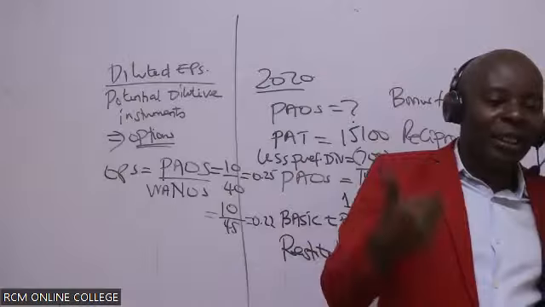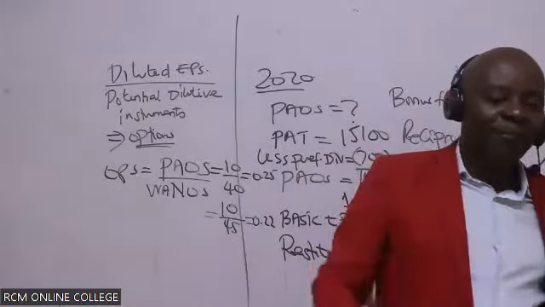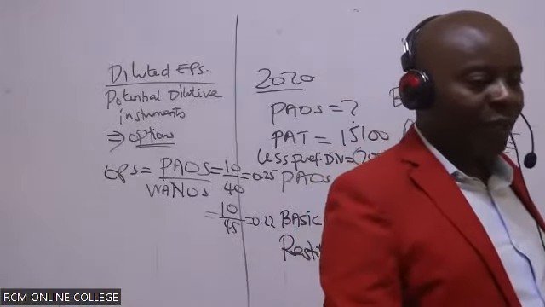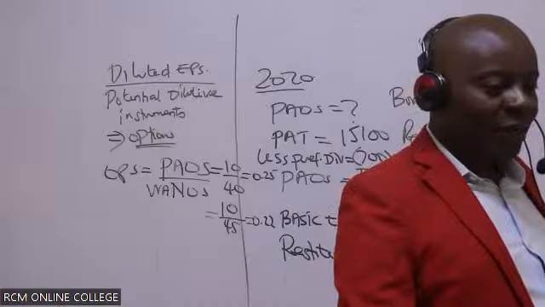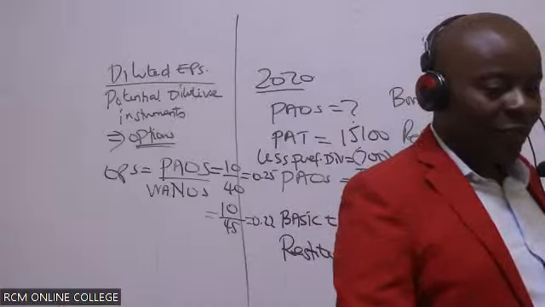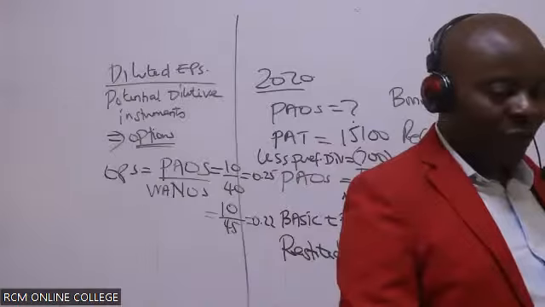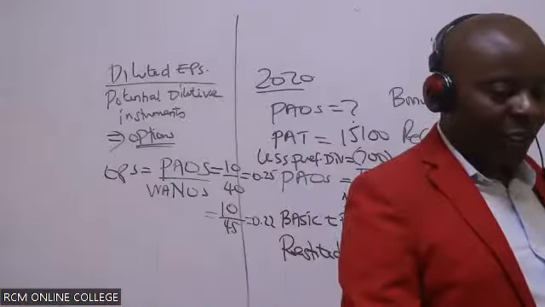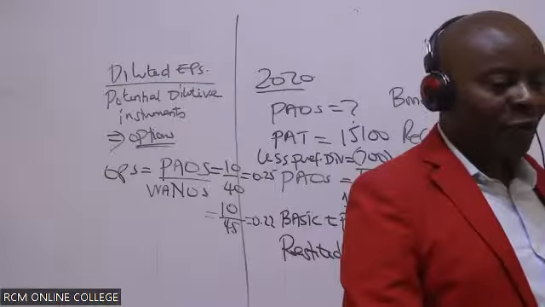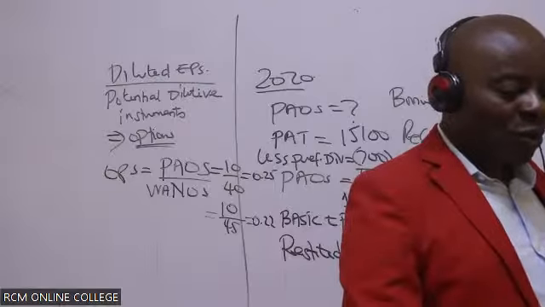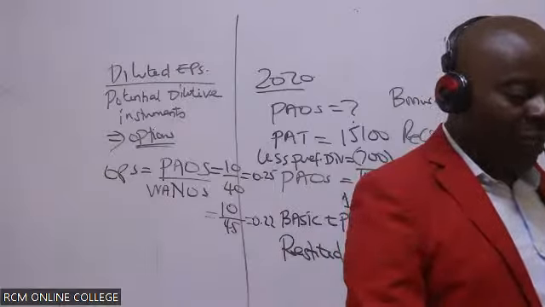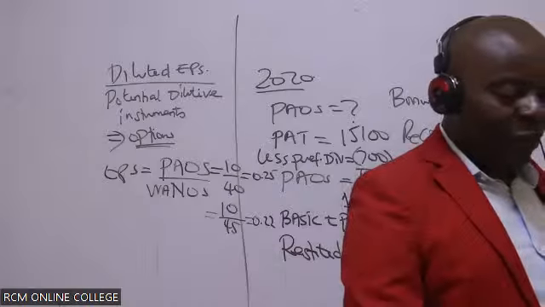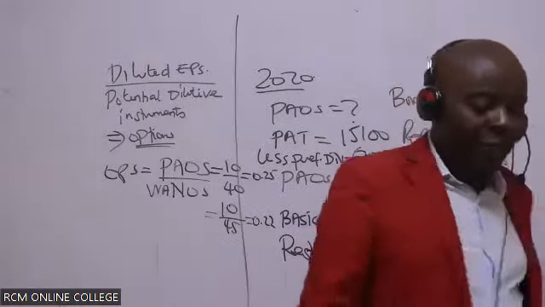So in this case, what is the discount per share? Discount per share, 0.5, isn't it? 0.5, you're right. So in this case, can you kindly go ahead and give me the bonus number of shares?